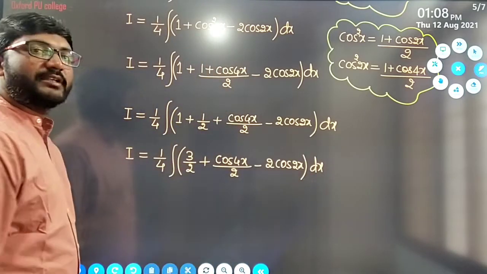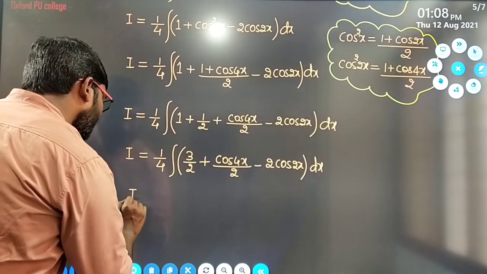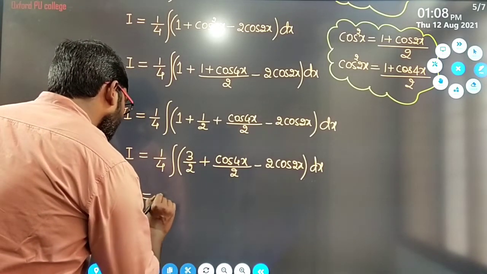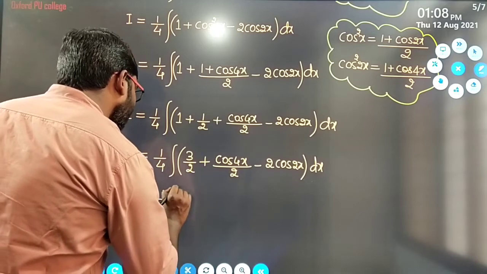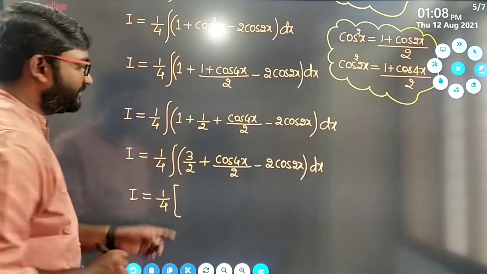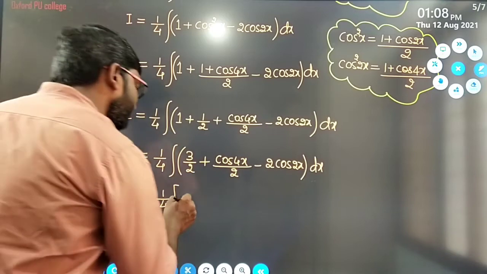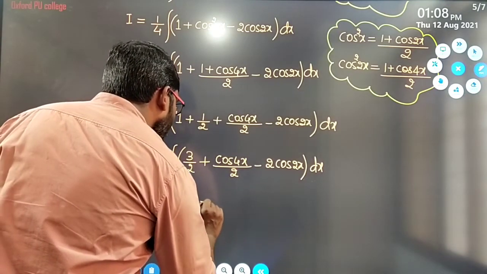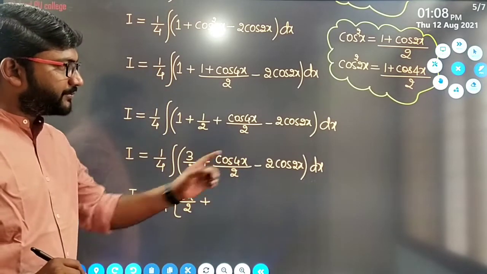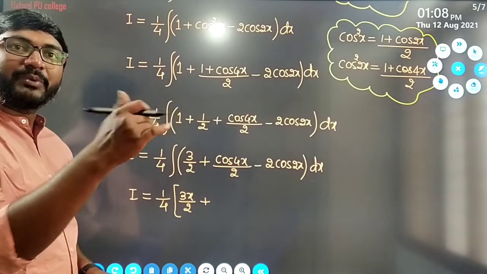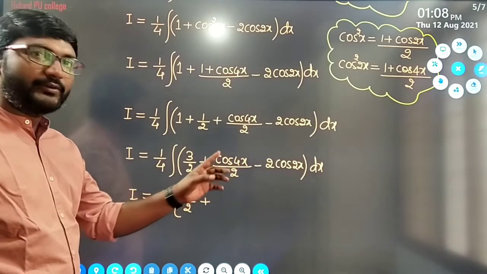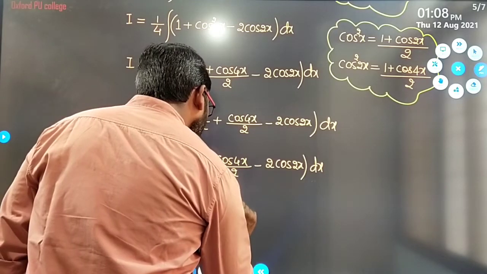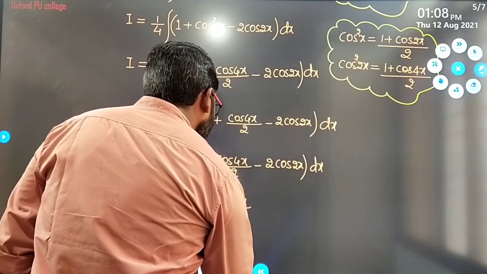Now integrate them separately. I, which is equal to 1 by 4 outside, I will be writing it as it is. Then 3 by 2 is a constant. Then integration of dx will be x. So overall we get 3x by 2. Then plus integration of cos 4x will be sin 4x by 4. Here 2 is there, 2 into 4 will be 8. So overall we have sin 4x by 8.